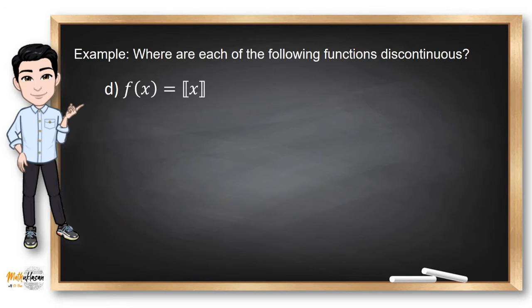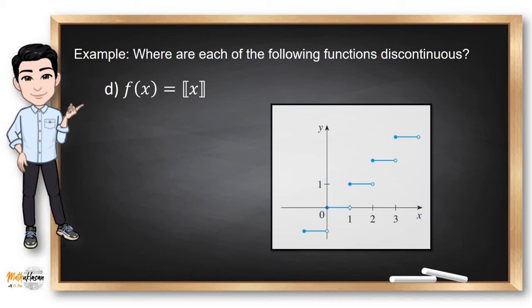Dito naman sa letter D is an example of a integer function. At ang itsura ng graph niyan ay ganito. At alam naman natin dito at nakikita natin clearly na ito ay discontinuous sa lahat ng integers. So 0 is an integer, so discontinuous siya dito. Even 2, 3, and so on. So obviously this is discontinuous and we don't need to check it algebraically.